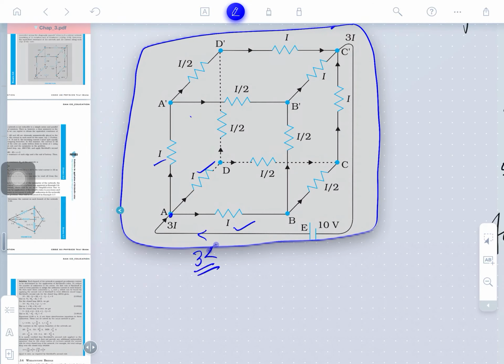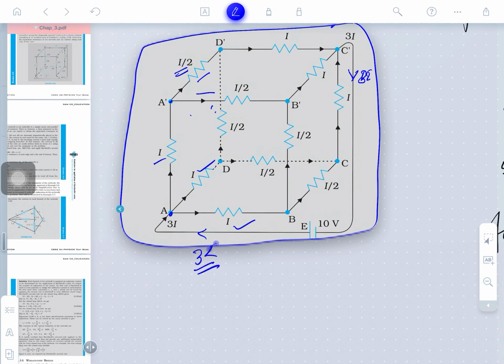If 3I current is drawn from the battery, then obviously 3I current will flow, because current is the flow of charge, which can never be created nor destroyed. So I current will go here and I current will go here. Since the resistances are equal, the current will again divide into I by 2 and I by 2.